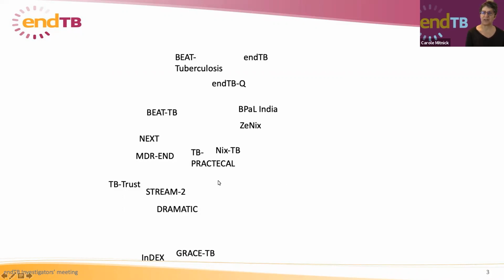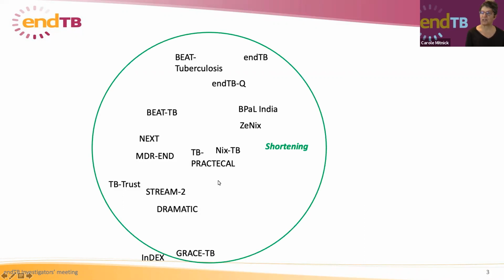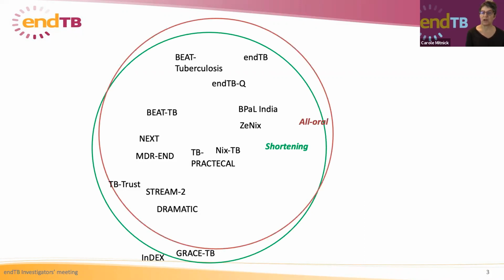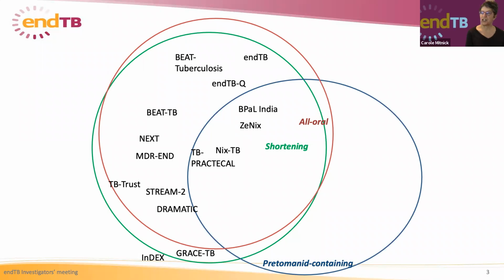You'll see. So first characteristic, nearly all of the trials that we'll talk about are shortening regimens, which is a super exciting development in drug-resistant TB treatment. A substantial majority are also all oral, having eliminated the injectable. A little more differentiation appears in the next attribute.